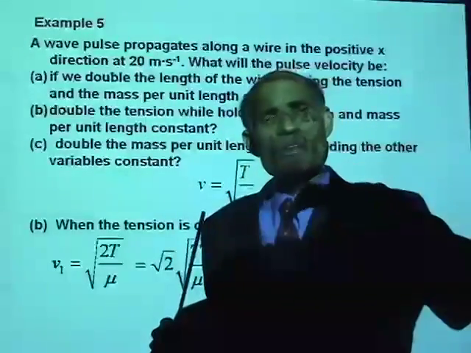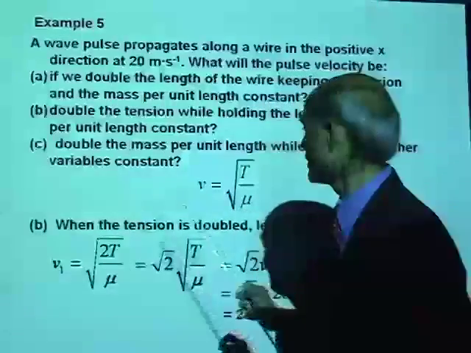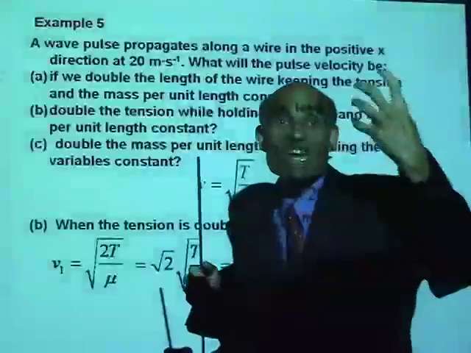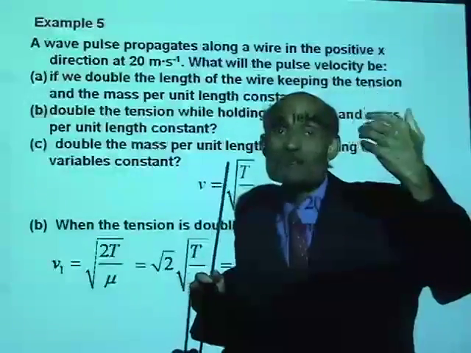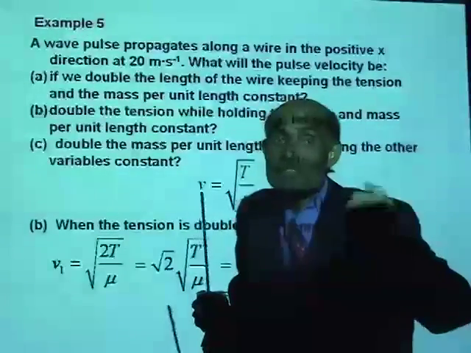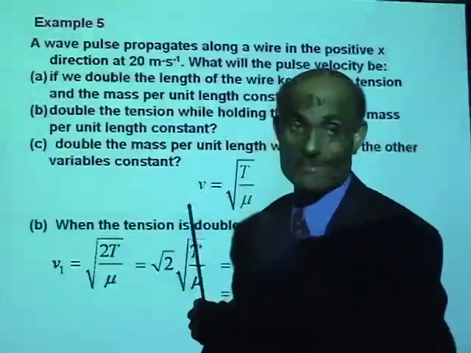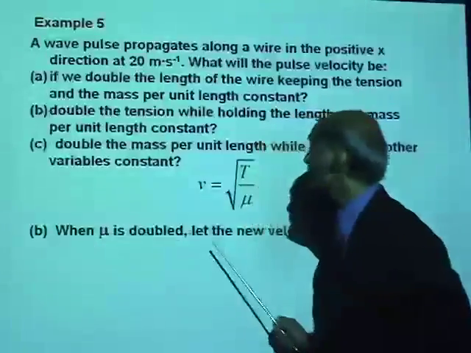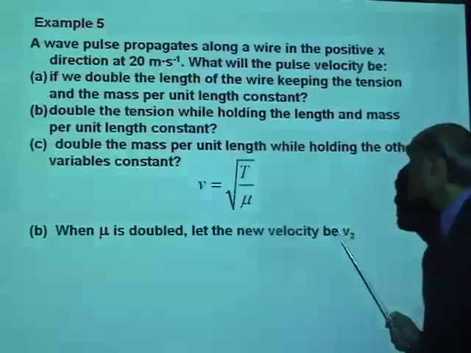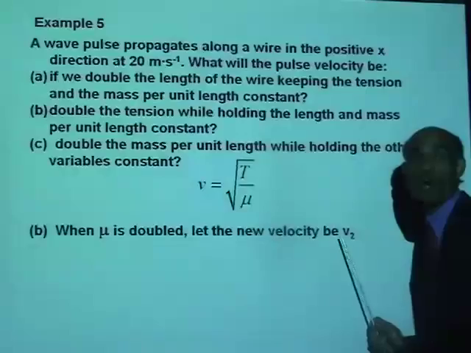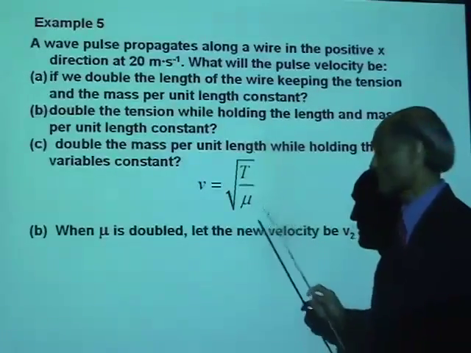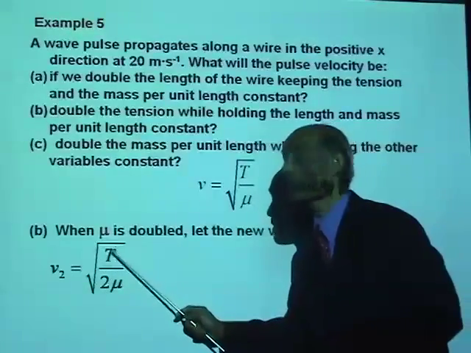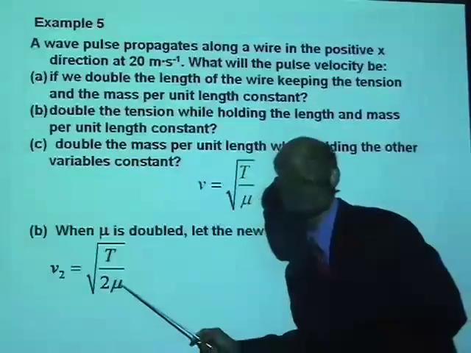Just tell me, will the speed increase or decrease? You double the mass per unit length, make the wire thicker. Will the speed increase or decrease? Well, let's find out. Alright, when mu is doubled, let the new speed on that wire be called V2. Then what is V2 equal to? V2 is square root of T over 2 mu.